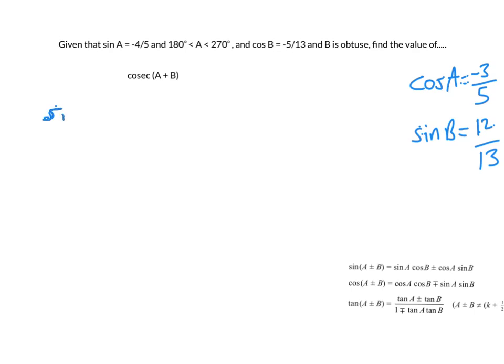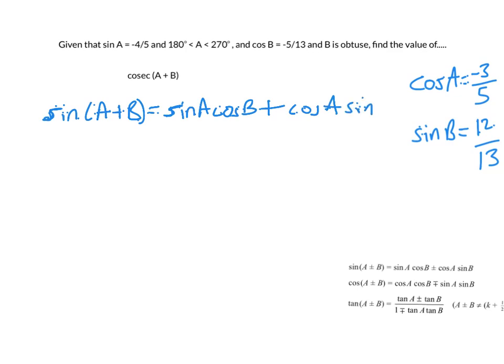So sine of A plus B is, let's write it out first: sine A cos B plus cos A sine B. So let's just put in our values.